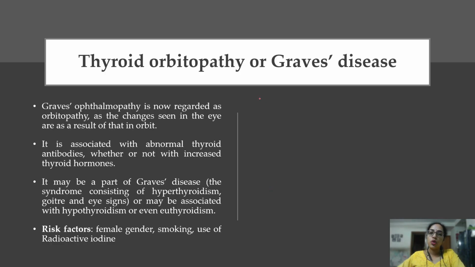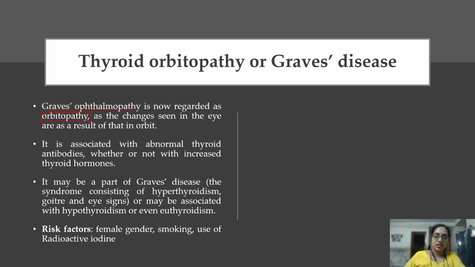Now, let's move on to Graves' ophthalmopathy, thyroid orbitopathy, which is a very important presentation in the orbit. Earlier when we were studying, we used to call it Graves' ophthalmopathy. Now I see many books have adopted this word, orbitopathy. So it is very clear that it is affection of the whole of the orbit and its contents. It's just not the eye.